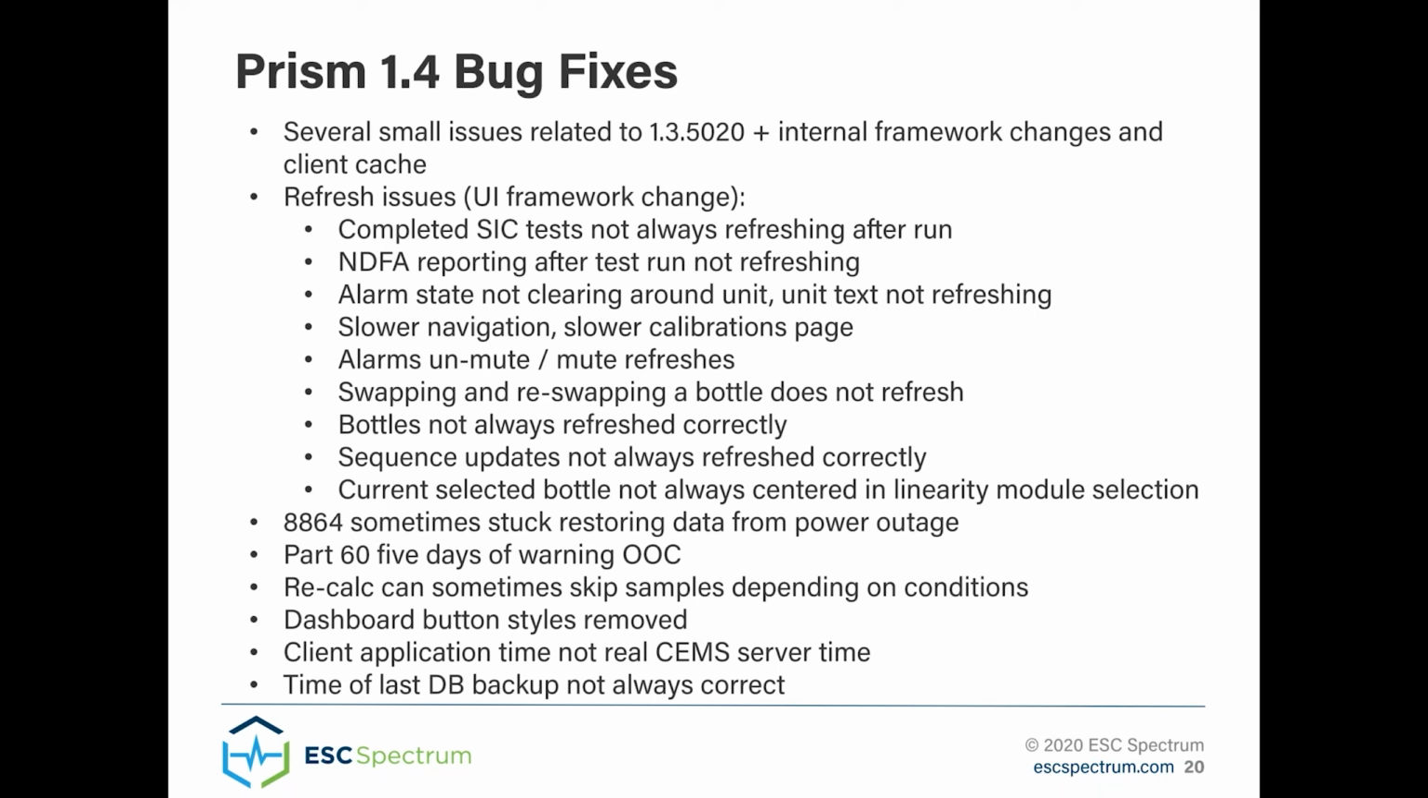Part 65 days of warning now issues the correct out of control at the correct time. I think that was just a tweak to when that was out of control. We did have a situation where the new recalc framework could sometimes skip samples depending on different conditions. I think it was a combination of 2 or 3 things had to be set in certain ways in order for that bug to pop up. But we did fix that. I don't know that anybody actually ran into that either.